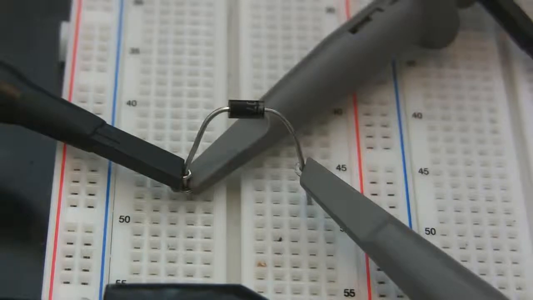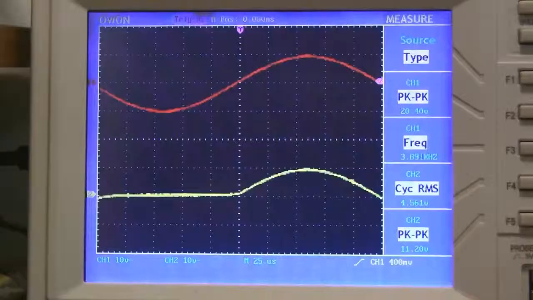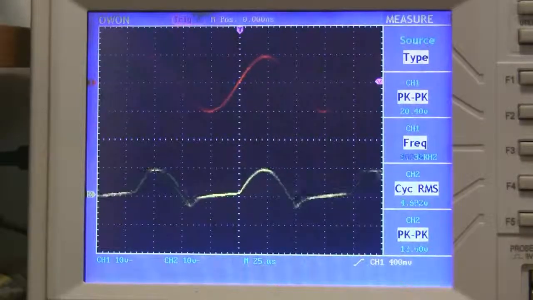The last non-ideality that I want to talk about is diode switching speed. The 1N4007s I'm using here are designed for low-frequency power electronics, like the 50 to 60 Hz AC in your homes. Now, watch what happens when I increase the input frequency.